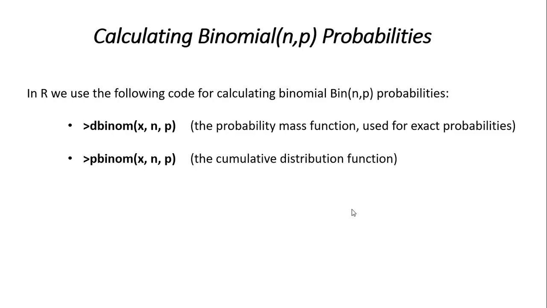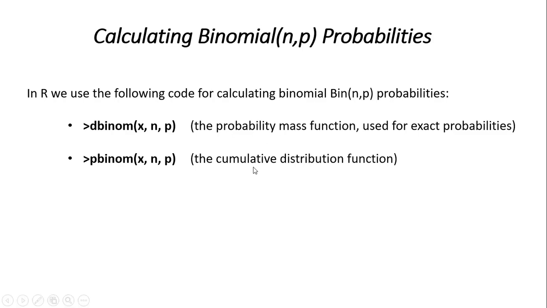So we start off with the binomial probabilities. In R, we could use the following code for calculating the binomial probabilities. We'll use dbinom of x, n, and p. We could think of this as the probability mass function, or PMF, as I'll use, and this is used to calculate exact probabilities.